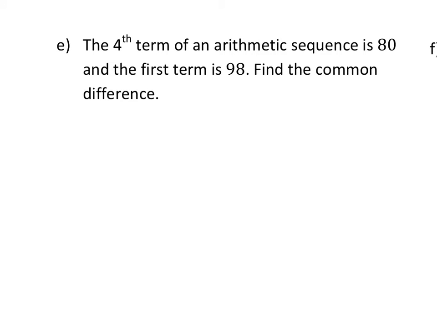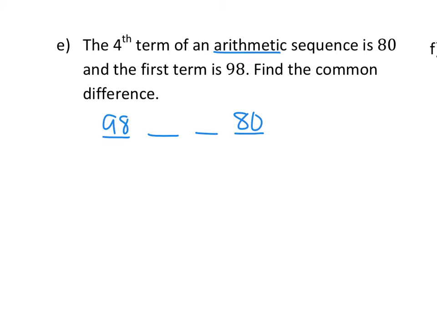Letter E. The 4th term of an arithmetic sequence is 80, and the first term is 98. Find the common difference. So I have 4 terms. I know the 4th is 80, and the first is 98. I also know it's an arithmetic sequence, so I know I either have to add or subtract. Well, looking from my first term to my last term, it definitely decreases. So I know the common difference is negative.